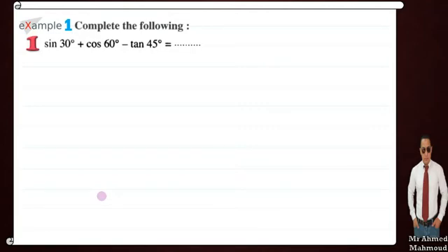In this example, complete the following: sine 30 plus cosine 60 minus tan 45. It will be sine 30, which equals half, plus cosine 60, which equals half, minus tan 45, which is 1. It equals half plus half, which is 1, minus 1, which equals 0. Number 2.